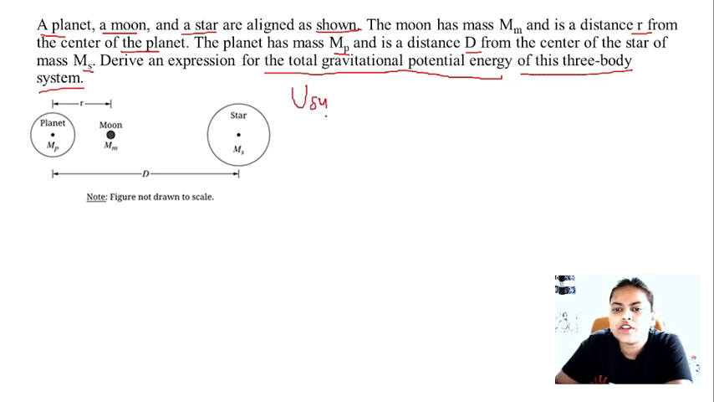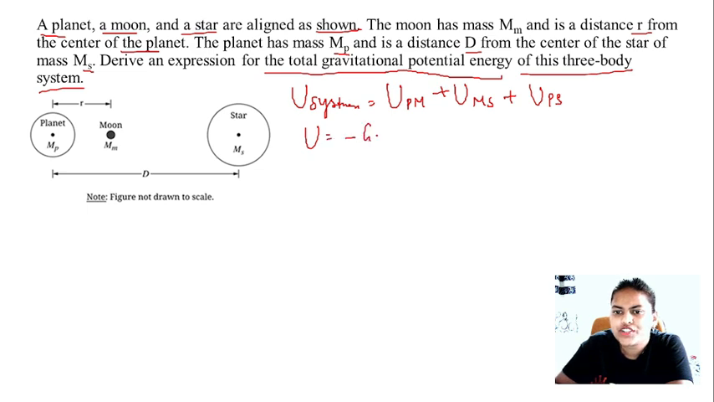The potential energy of this system would be equal to the potential energy of planet and moon, plus the potential energy of moon and star, plus the potential energy of planet and star. Potential energy is equal to minus G m1 m2 upon R. This potential energy and the one we read in the previous slide, which is mgh, is the same. It's just that that is the specific case for the earth, and we can derive the same from this equation as well. So potential energy is equal to minus G m1 m2 upon the distance between them.